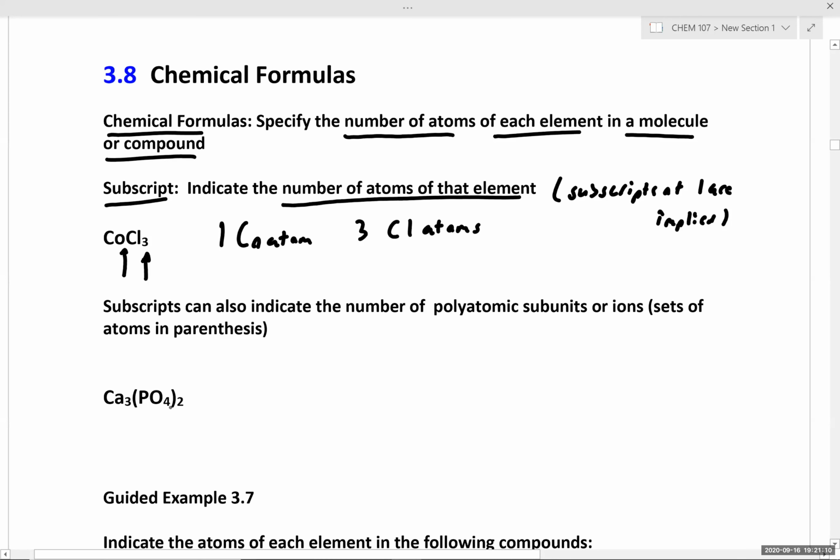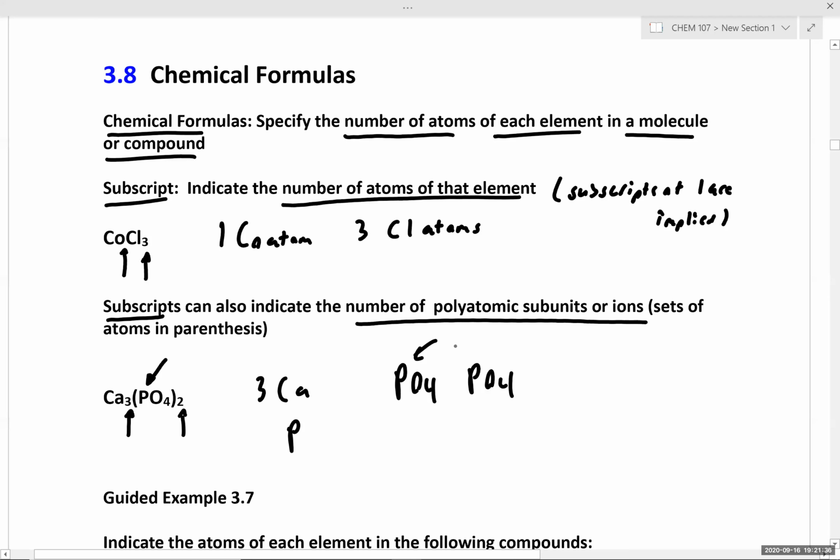So for calcium phosphate, subscripts can also indicate the number of polyatomic subunits or ions. So we know that we have 3 calciums because we have a subscript of 3, but this entire phosphate, PO4 unit, we have 2 of them. So I'm going to write 2 phosphate units. So then how many total phosphorus atoms do I have? 2. Yep. And likewise, I have 8 oxygen atoms in total. 4 plus 4 gives us 8. Does that make sense to everyone?